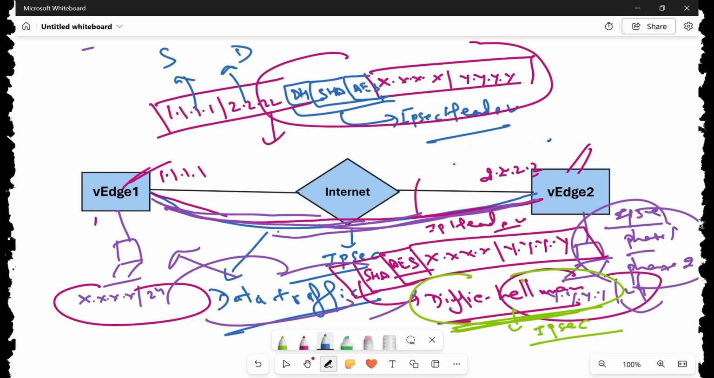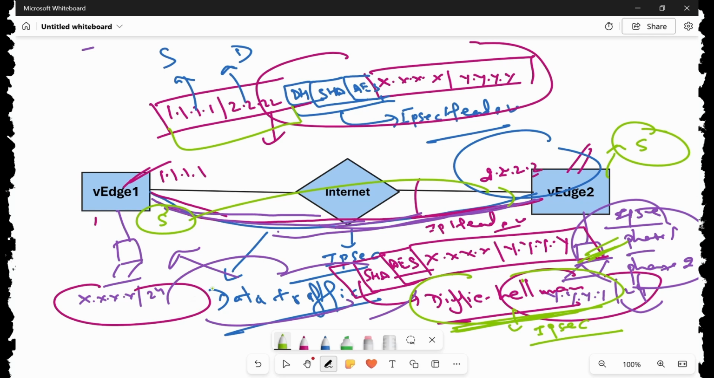When this packet reaches the destination, vEdge2, this outer header will be removed and the IP packet will be decrypted using the shared secret and will be delivered to the laptop at the destination. As we discussed, the secret will be shared between source and destination.